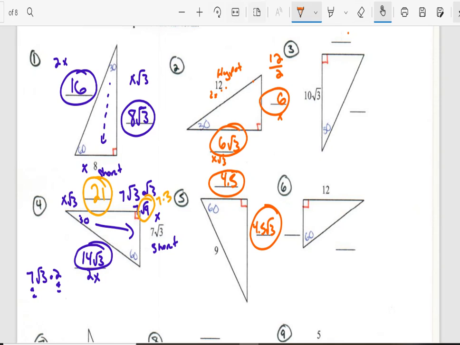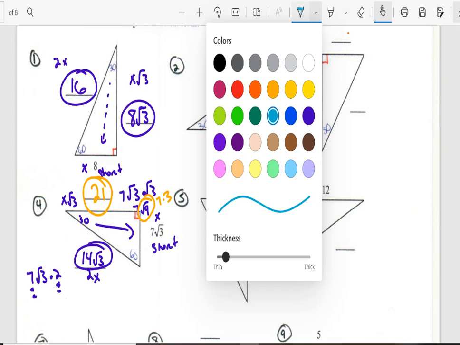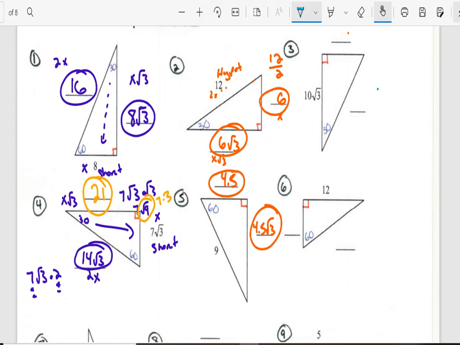All right, for the next one, for 3. This is the long leg. That's 10 root 3. That means that the short leg here, we would divide by root 3. So it's 10 root 3 divided by root 3. Cancels. 10. That's 10 times 2. This is 20.